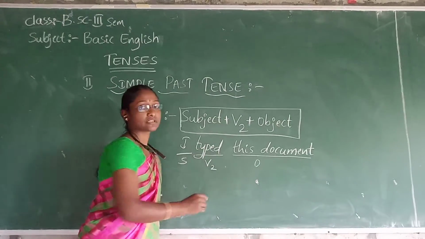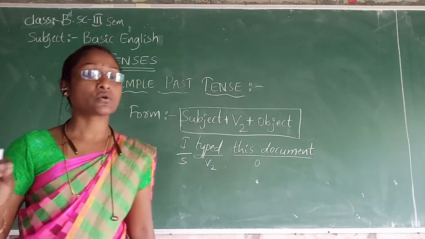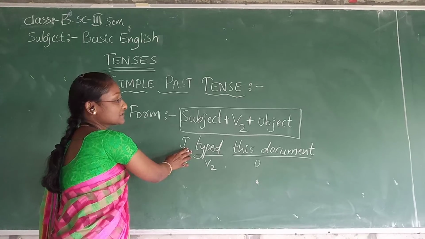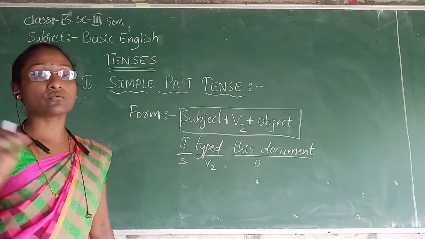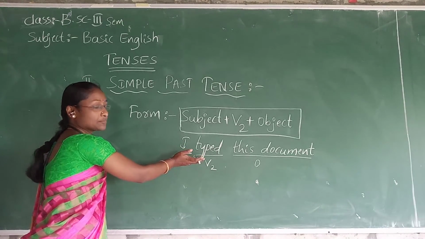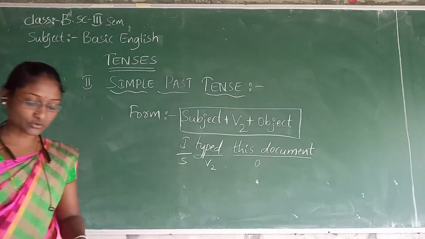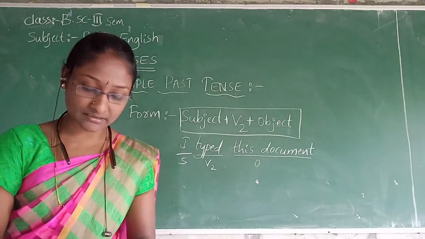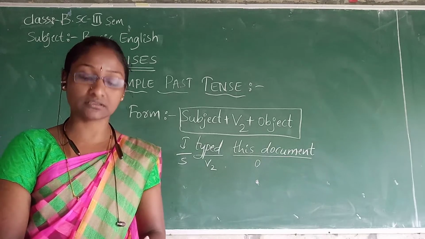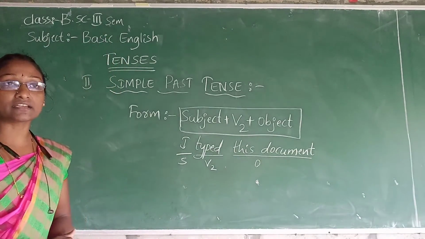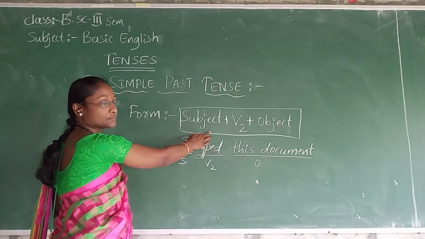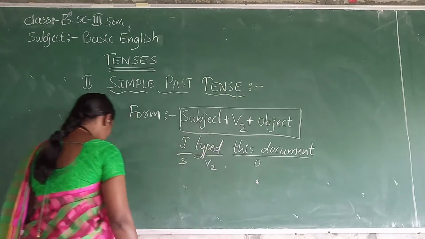Type, typed; write, wrote, written; go, went, gone. But we are using just the V2 form. Go, went. We use went. Type, typed; write, wrote; drink, drank; sing, sang; bring, brought; read, read. All this we call V2 form, which means verb second form.